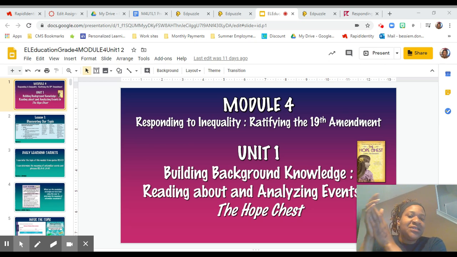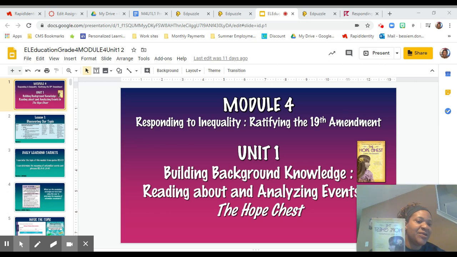We are going to be starting a new module. We've done modules 1, 2, and 3 while we were in school. We are going to start module 4, unit 1. And as usual, in unit 1, we are going to be building background knowledge, reading about and analyzing events in the book, The Hope Chest. So we will be reading the book, The Hope Chest.